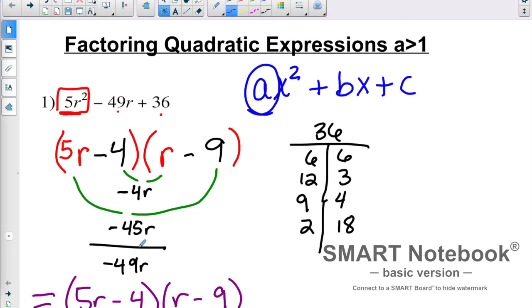The order matters as far as the numbers, but the factors you could write in a different order. So you could have written this as r minus 9 first times the 5r minus 4.